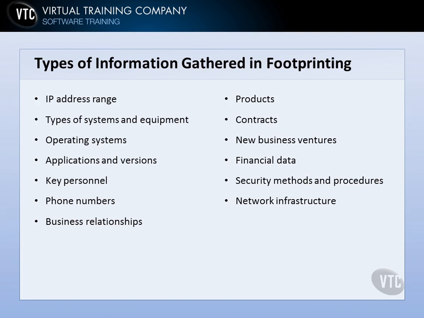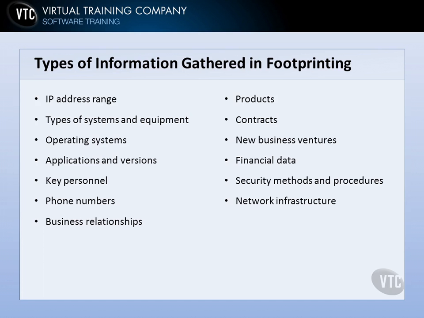We're looking at key personnel. Who is the security person? Who is the IT person? Who are the senior managers? We may be trying to get phone numbers so we can conduct social engineering attacks on those folks. We may also be looking at business relationships, maybe the relationship with the company to another company or to a competitor, or even relationships that businessmen and women have with other business personnel.